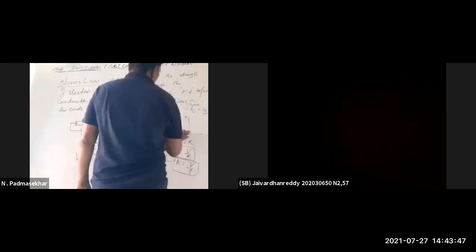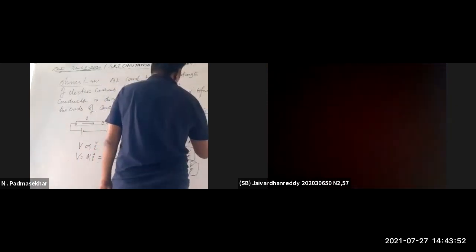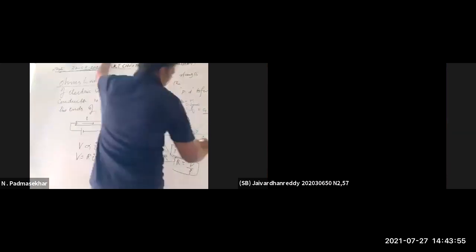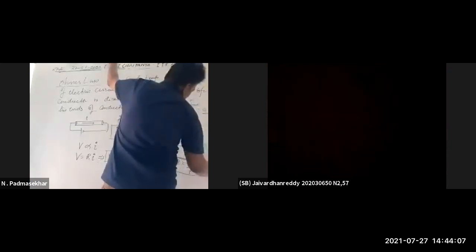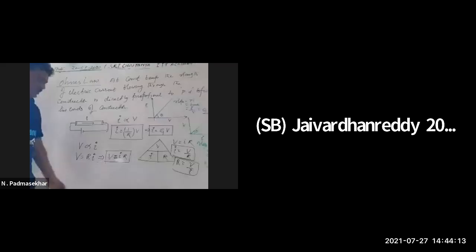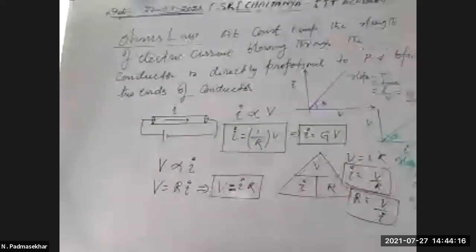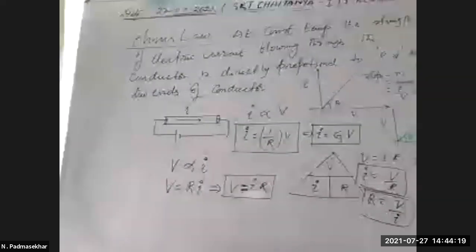Suppose this is the graph. Here there is V, this is I. It is a straight line. This is theta, and the slope M is equal to tan theta, that is equal to V by I. So M directly gives resistance. Slope directly gives resistance here. అక్కడ స్లోప్ ఏమి ఇస్తుందో మనకి రెసిస్టెన్స్ ఇస్తుంది స్లోప్.